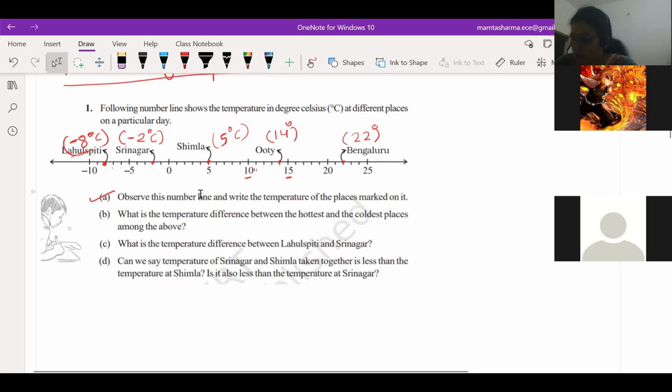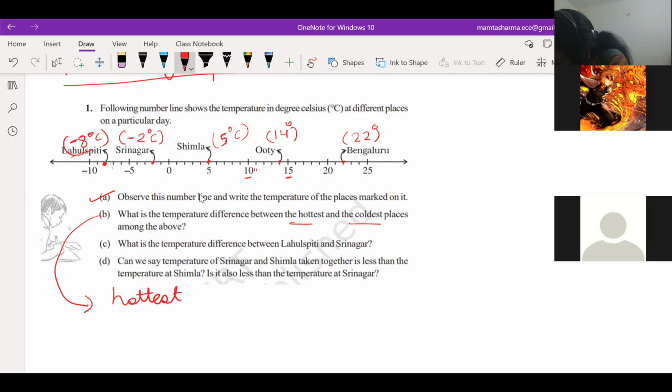So first, part A we have done. Now what is the next part? What is the temperature difference between the hottest and the coldest place? Tell me which one is the hottest? Bangalore. The hottest is Bangalore, 22.